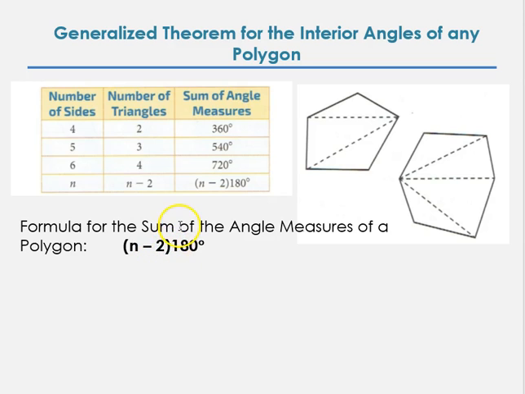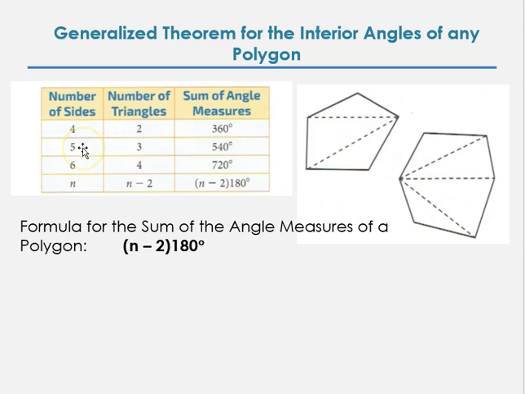And this is just a generalized theorem, our next theorem for the interior angles of any polygon. So we just did the four-sided polygon. It had four sides, two triangles, and its angle measures were 360 degrees. Now what happens if you have more sides?